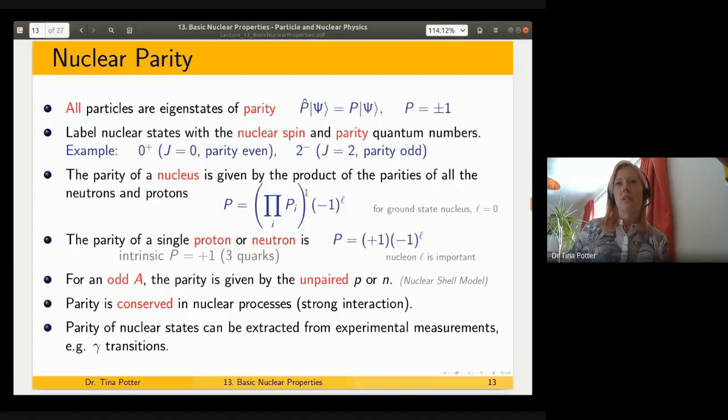Now, all of the processes that we're going to be having a look at are the strong interaction. So parity is actually conserved in the nuclear processes that we look at, because this is the strong interaction. And we can actually have a look at the photon transitions between nuclear states. We can measure the photons that come out from those. We can measure the parity and the spin of those photons and extract the parity of nuclear states. So we'll be having a look at that later with gamma decay.